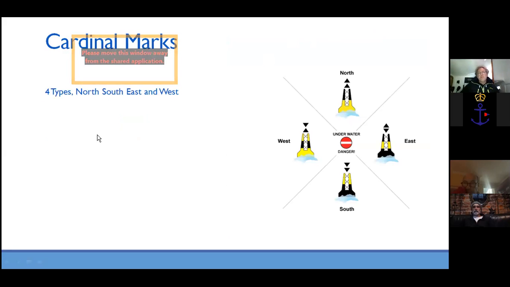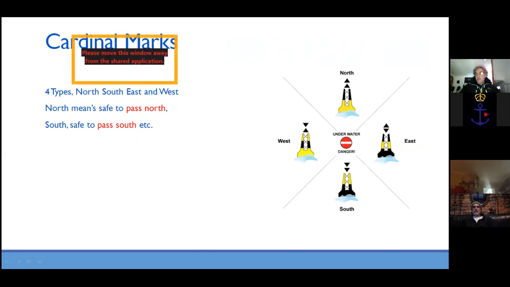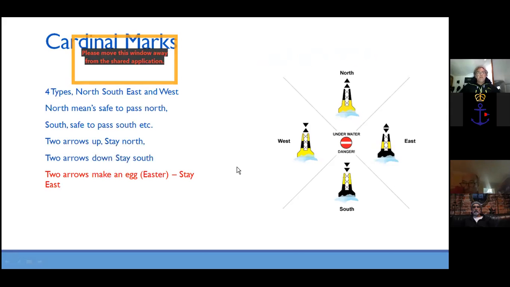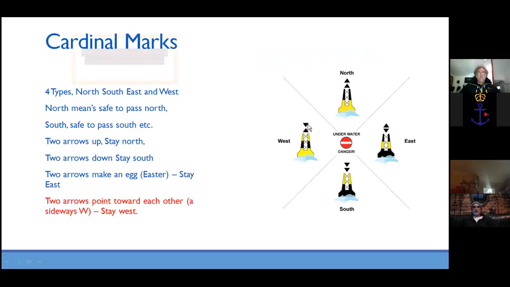So if we look at them, there's the 4 types. There's a north, east, south, and west, okay? But it basically means if you go north of a north one, you're safe to pass north. If you go south of a south one, you're safe to pass south. Okay, so 2 arrows up means stay north. 2 arrows down, which obviously means then stay south. Okay, if we look at the easterly one, it looks like an Easter egg. It's an egg. Stay east of it. And if we look at the westerly one, it's like a W sideways, stay to the west of it.